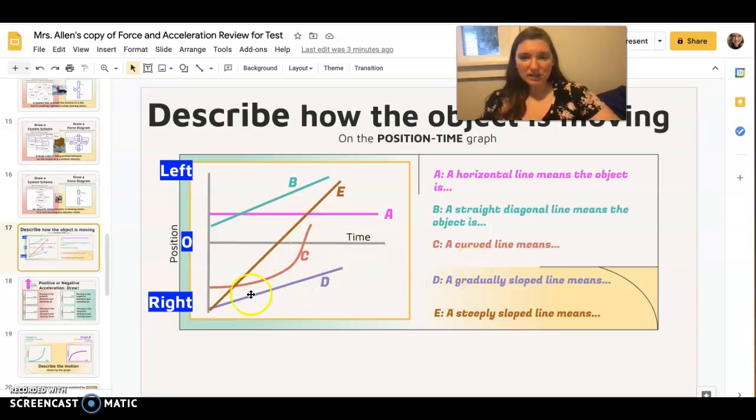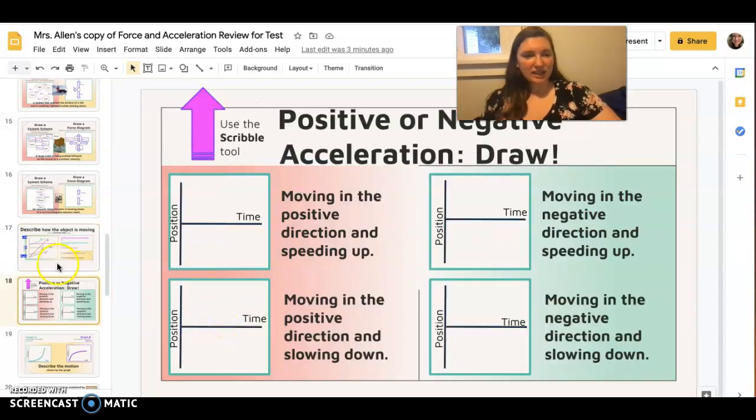A gradually sloped line, like D here, means that the velocity is not very fast. A steep line means that the velocity is quick, it's moving position a lot over time. A gradually sloped line means that it is moving more slowly. A steeply sloped line like E, there you go, means that it's moving quickly. So quickly and less quickly.